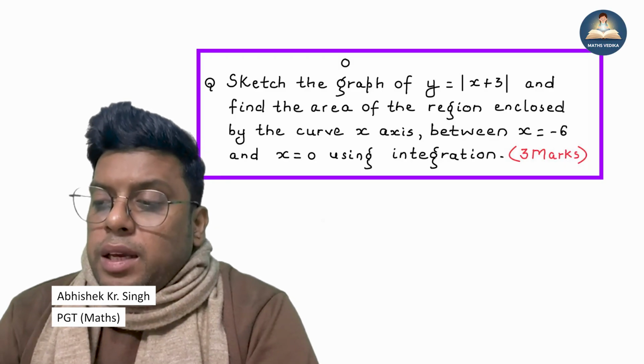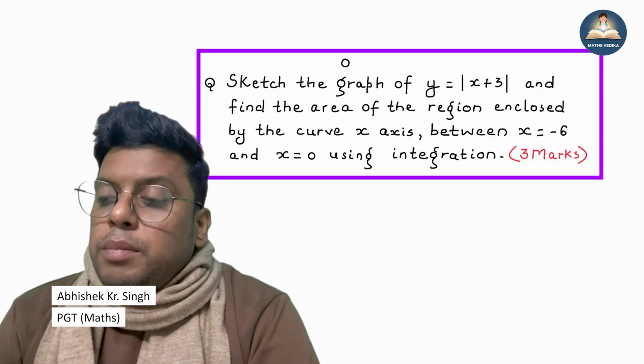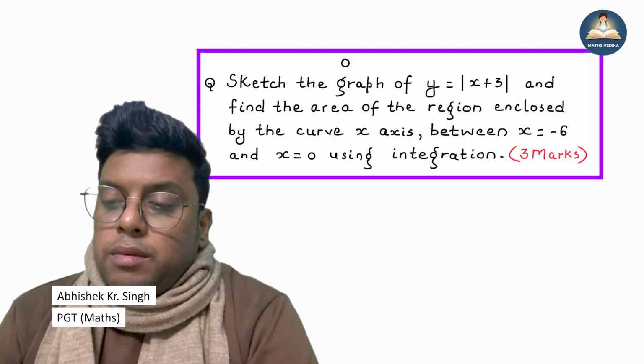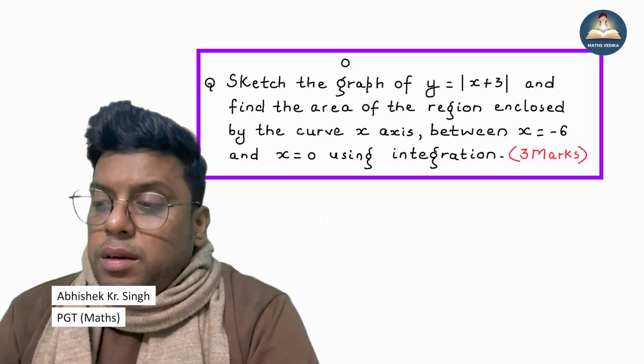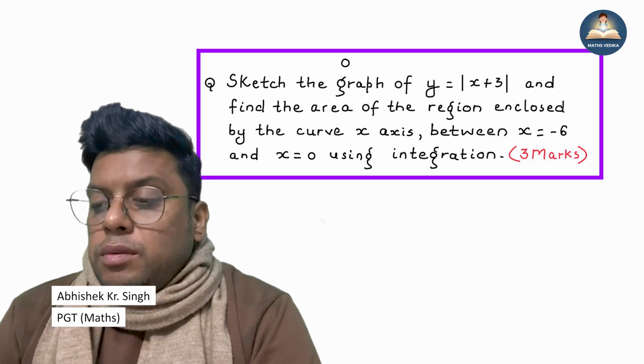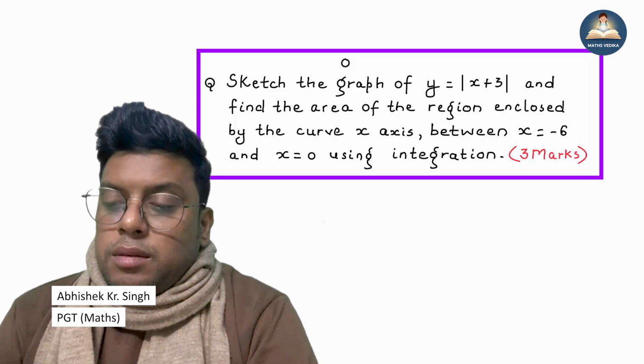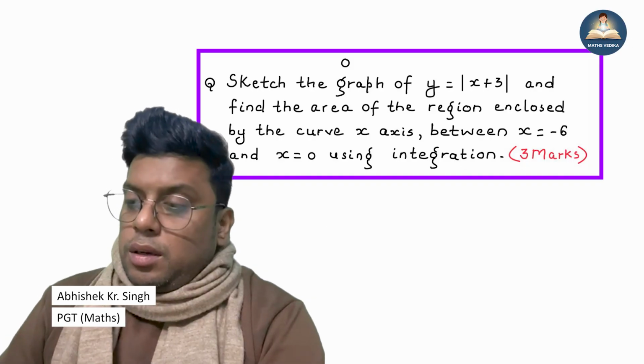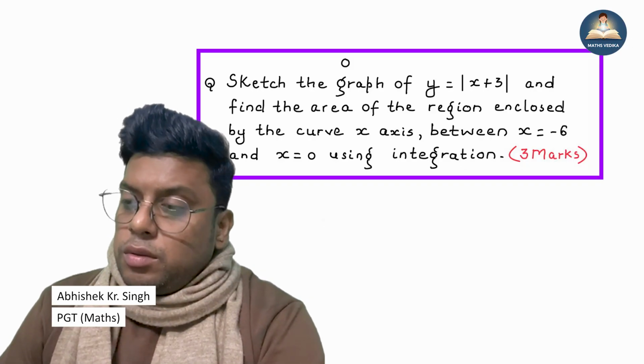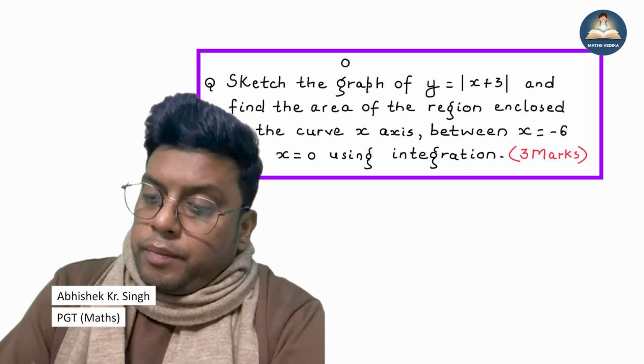After sketching, we can find the area by simply applying the formula of area which we use in geometry, but we have to find the area using integration. So first of all, let us draw the graph of y = |x + 3|.